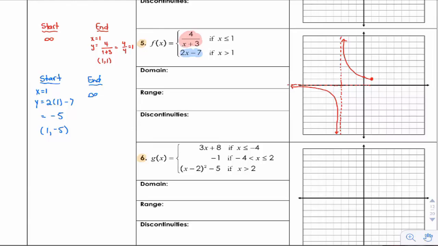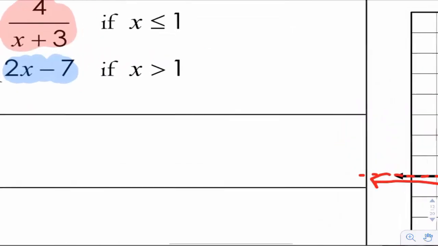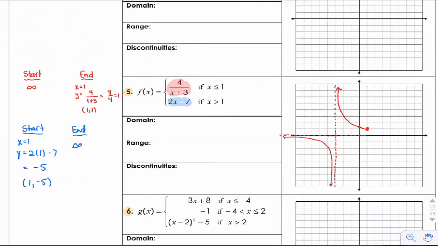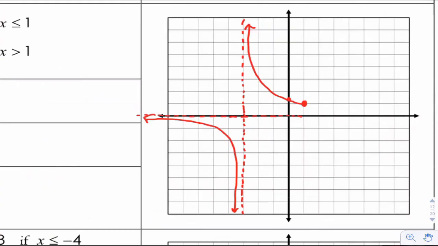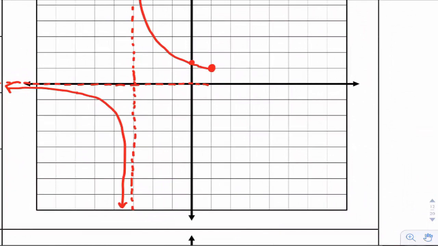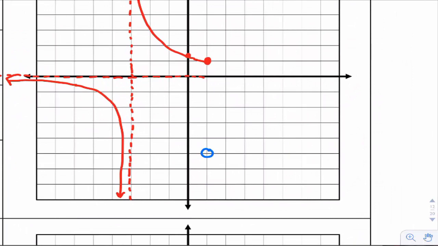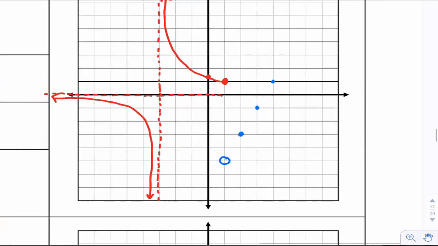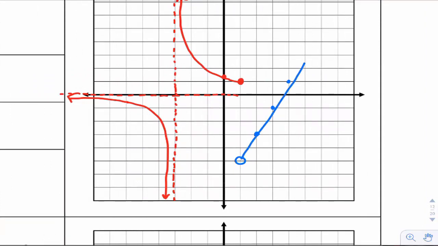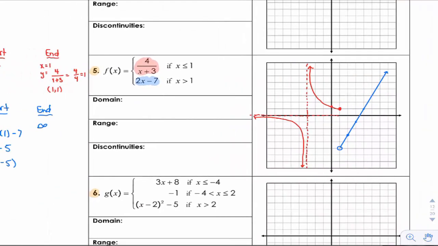So I'm going to plot the point 1, negative 5, but be aware on this one, it says greater than. So it is going to be an open circle, not a closed circle on this. So I'm going to go to 1, negative 5, open circle, and this is just a line, which in this case is actually going to be a ray because I'm only graphing in one direction. So the slope is 2 over 1, so I'm going to go up 2, right 1. You can follow that pattern here until you just get your line and draw it. And that is your piecewise graph.